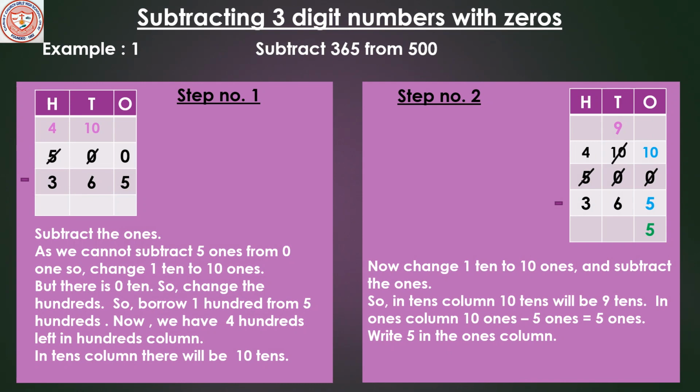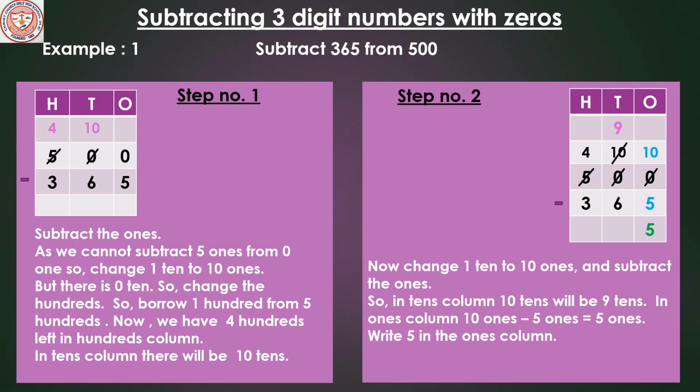First, you have to arrange this sum. It means you have to write HTO, then put the numbers according to their place value. And after that, put the minus sign before the subtrahend. Okay. Now, you are ready to solve this problem.